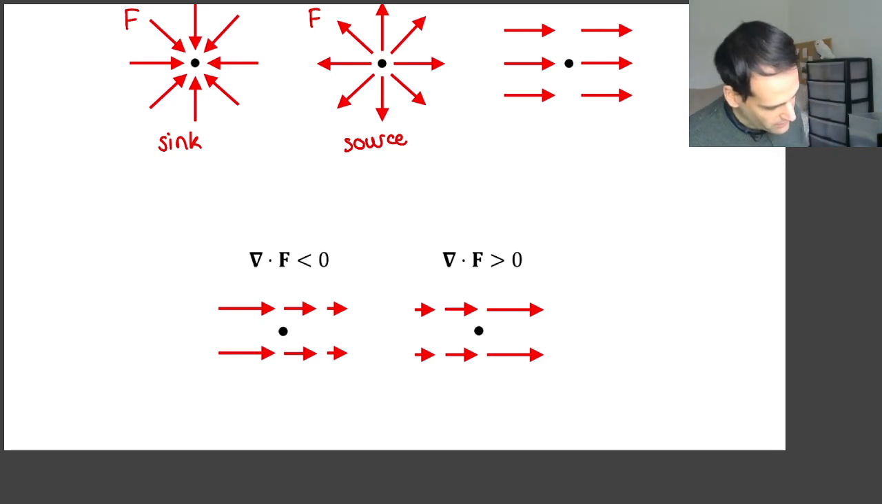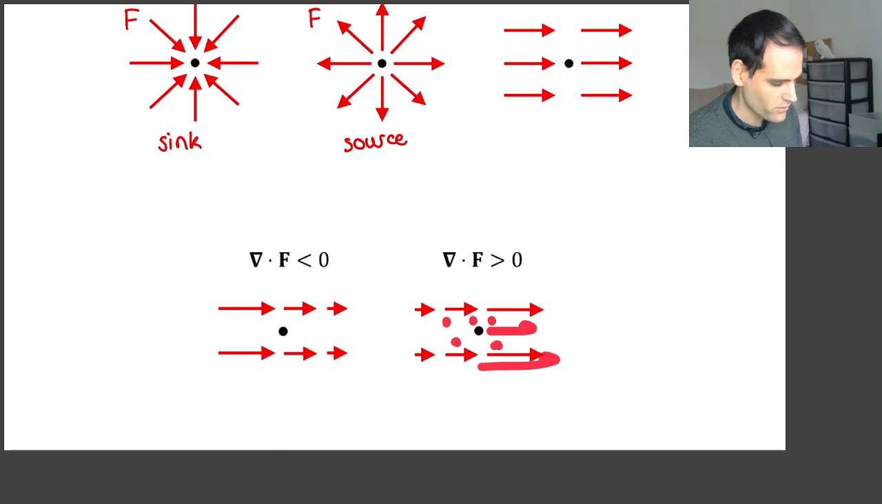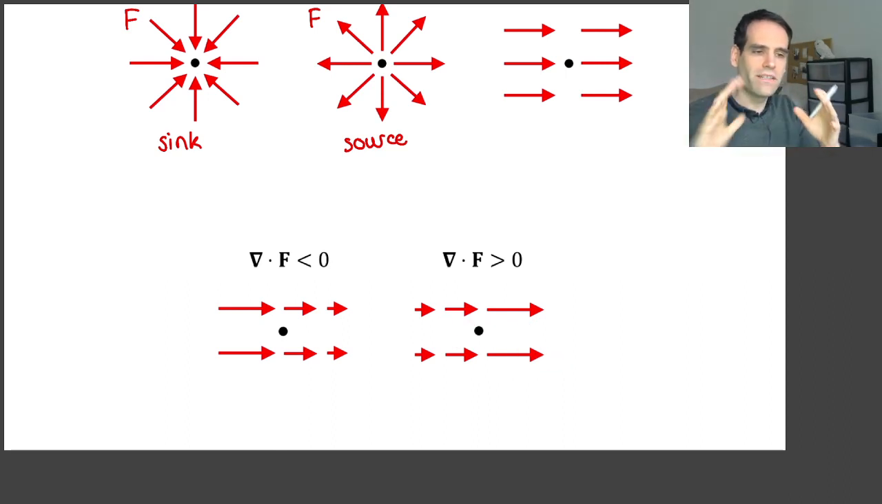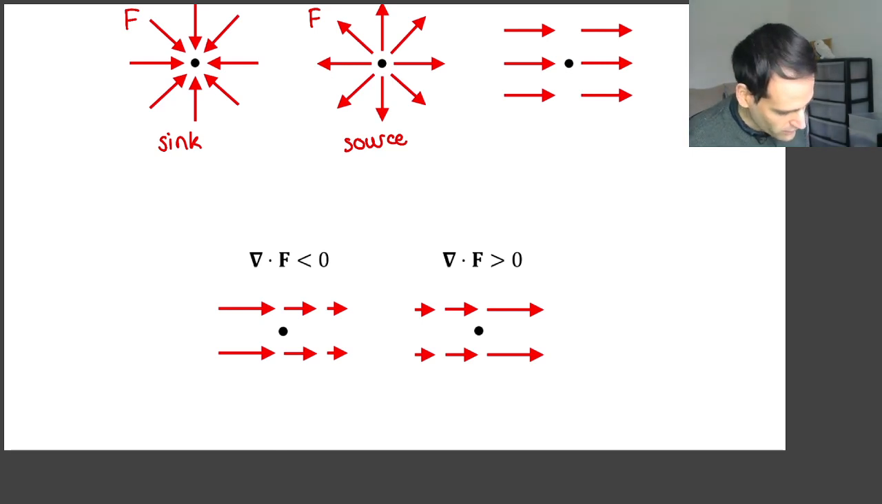And conversely here, if the vector field is increasing in magnitude, this suggests that at every point fluid is being created and it's joining with the flow, right? So the further right you go, the more fluid there is, so the bigger the vector F, and therefore this is associated with a region of positive divergence, okay?